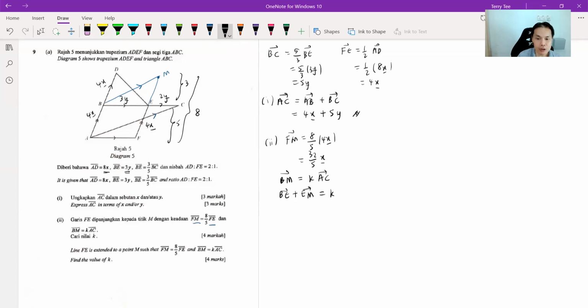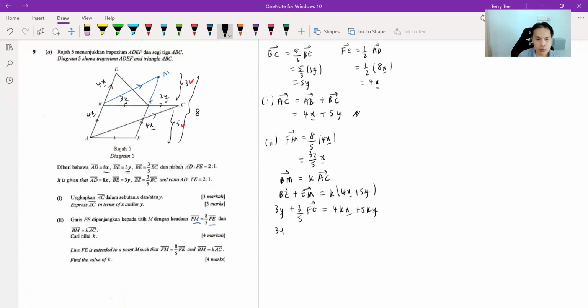My AC, I already know, is 4x plus 5y. BE is 3y. EM is going to be 3 over 8 of FE. Should I say 3 over 8, or 3 over 5? Because this is 3, this is 5. Can you see this is 3, this is 5? So EM is 3 over 5 of FE. This one you can multiply inside, giving 4kx and 5ky.